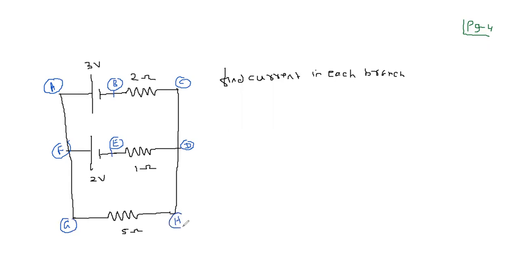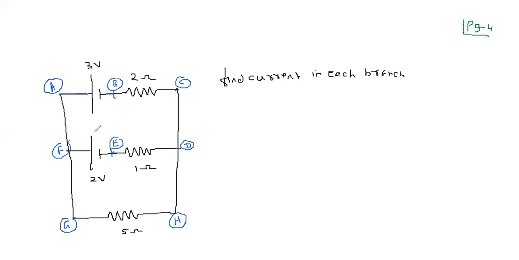So see carefully. Between two letters, there is a component. Between A and B, a battery. Between B and C, a resistance. Between F and E, a battery. Between E and D, a resistance. Between G and H, a resistance. So you have to name the circuit so that between two letters there is a component. First note that. Then we draw the current direction. Careful accounting.